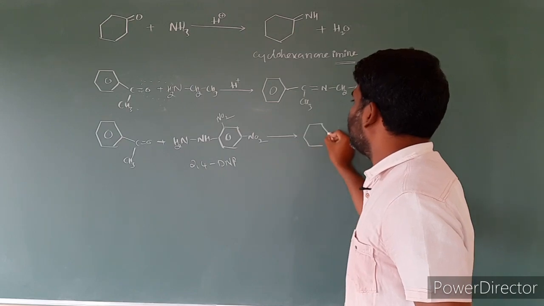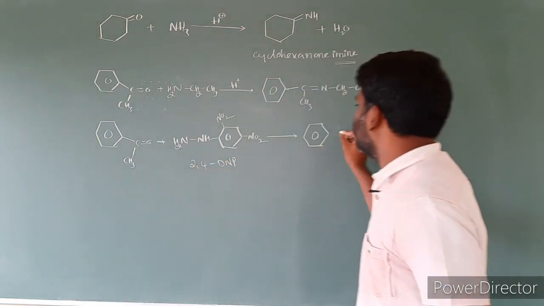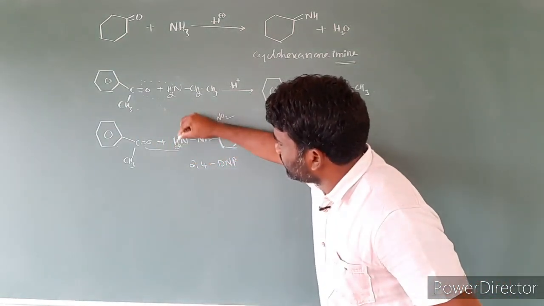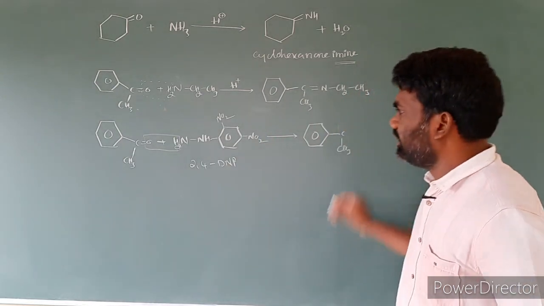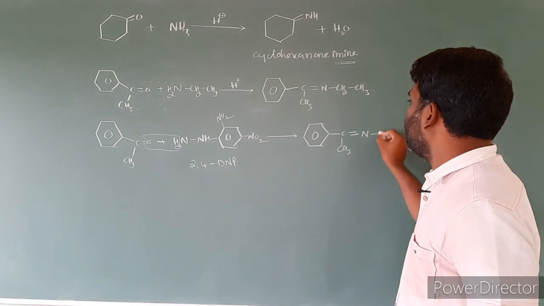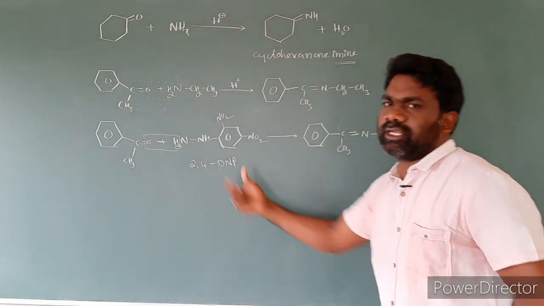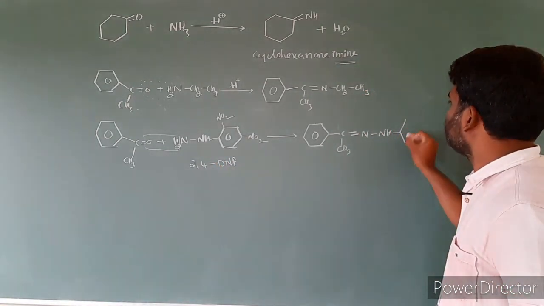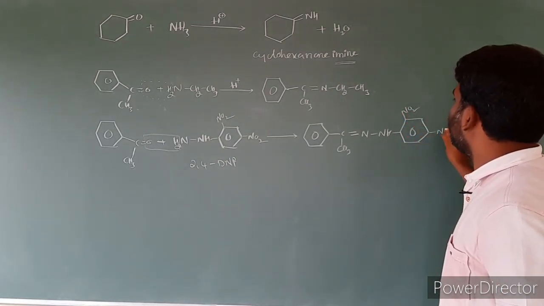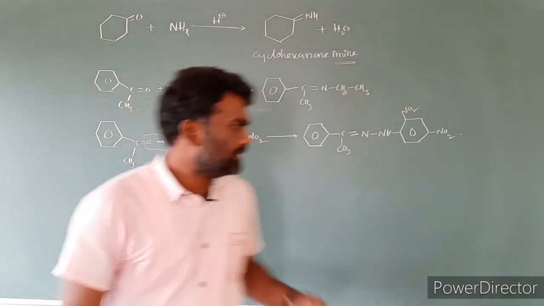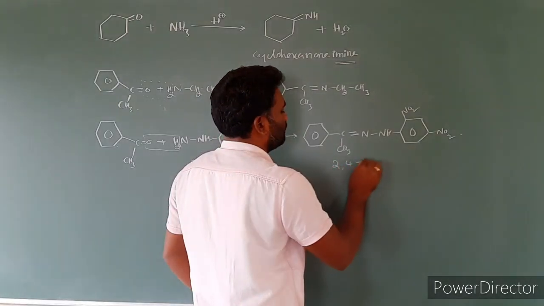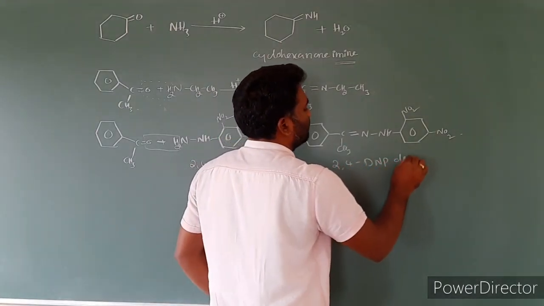Then as usual, this is the benzene ring, and I am writing this as C CH3, and this oxygen and these two hydrogens are eliminated in the form of water. Then double bond, this nitrogen we have to join to this double bond carbon, NH, and the remaining part we write as usual. Then NO2, here also we are going to get NO2. So this is the product formed. This is called a 2,4-DNP derivative.